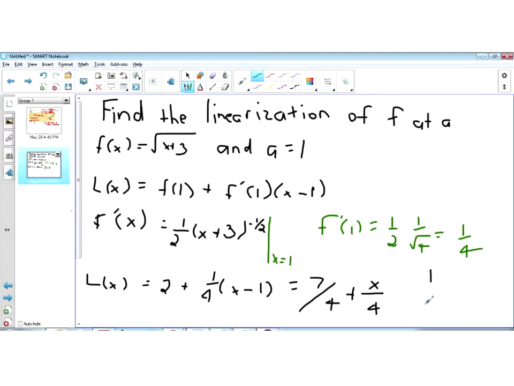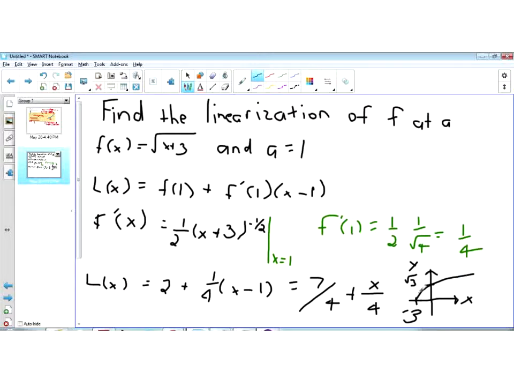Okay, so in other words, here's negative 3, and here's the square root of 3. This is my xy plane. In other words, here's the graph of the square root of x plus 3.